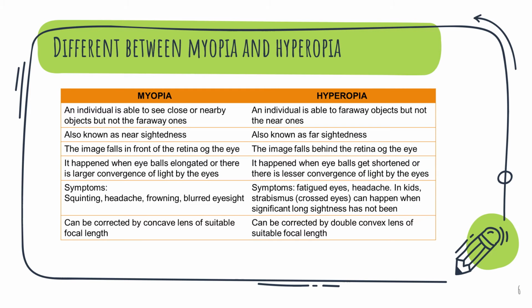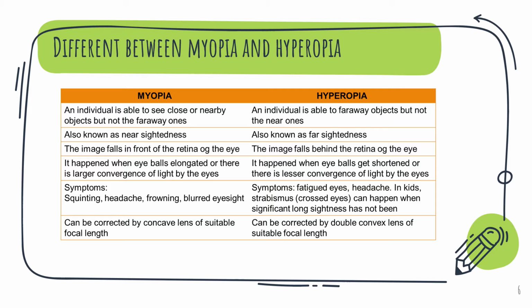This is the table of difference between myopia and hyperopia. For myopia, an individual is able to see close or nearby objects, but not the faraway ones. So it is nearsightedness, while with hyperopia someone is able to see faraway objects, but not the near ones. So it is farsightedness. For myopia, the image will fall in front of the retina. Meanwhile, for hyperopia, the image will fall behind the retina.